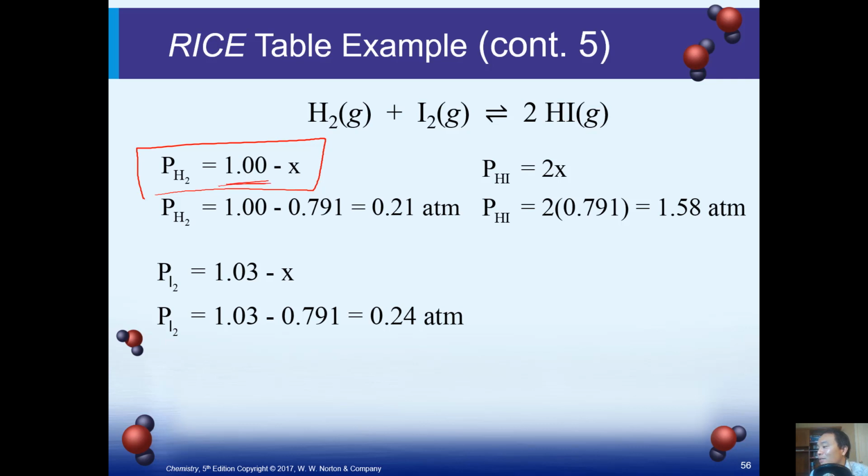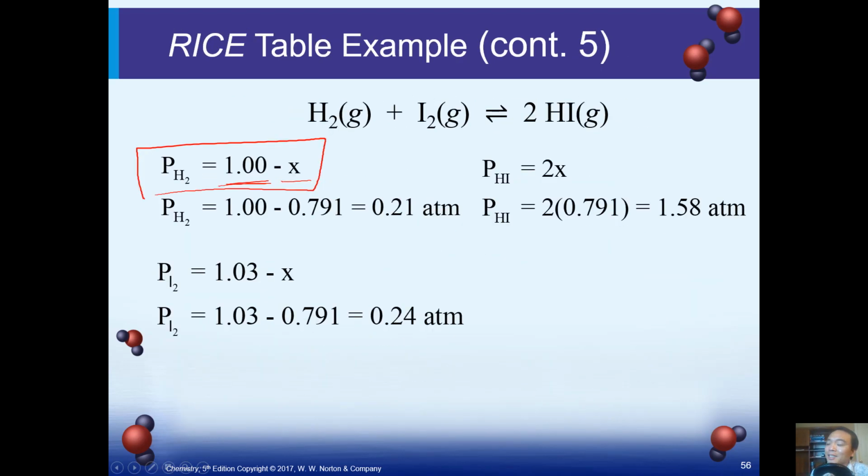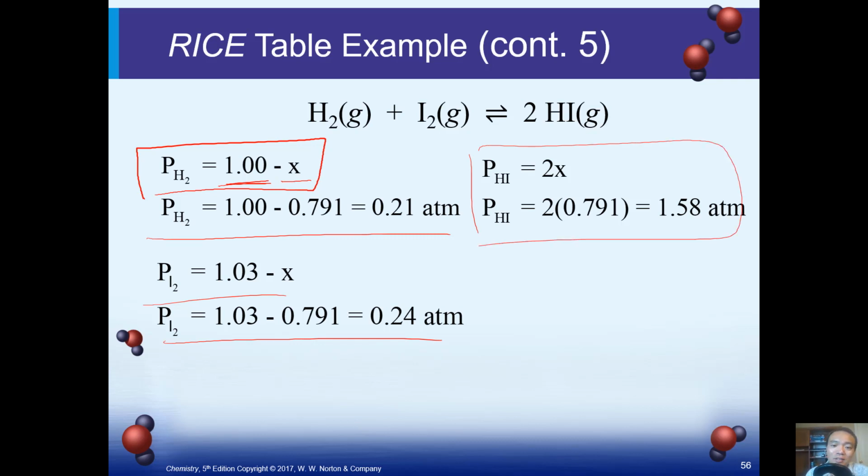So the final is 1 minus x. Go back to the ICE table or RICE table. Look at that, see, that's the final. Over here, too many circles. You see that? That's the final. That's the final. That's why you have what you have over here. You see that? Everything. That's the final answer. So hopefully you do understand everything we just talked about.